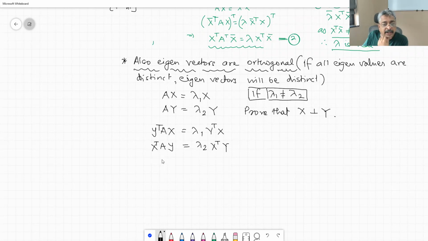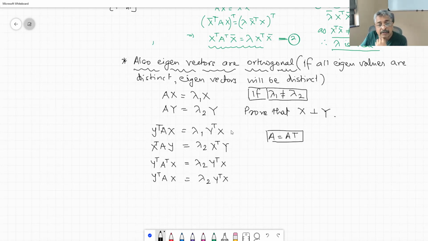So if I transpose the second, then I will get Y transpose A transpose X, which is equal to lambda 2 Y transpose X. Now here we will use the property of the given matrix, A is equal to A transpose. That is what it is, symmetric. And therefore we can write it as Y transpose A X is equal to lambda 2 Y transpose X. So now you can look at equations 3 and 4. Then the LHS is exactly the same.